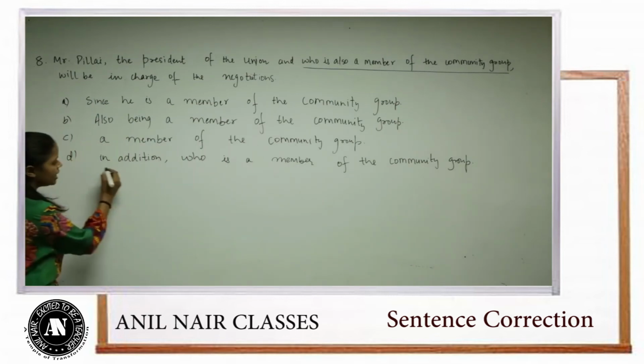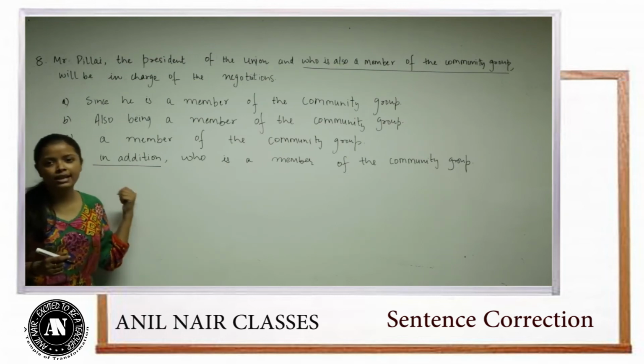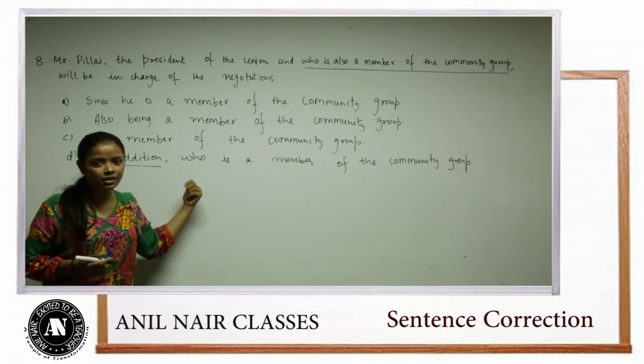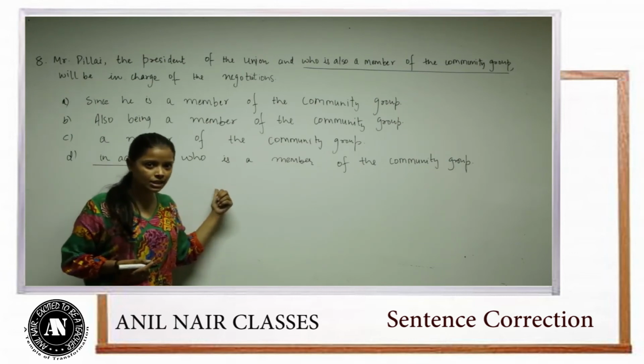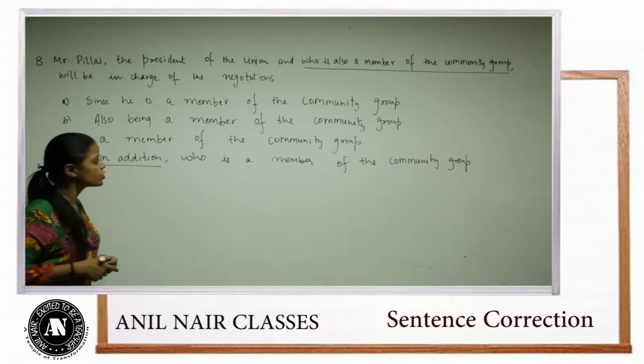So now you see the word "in addition" here; it started from the D option. "In addition" is nothing but "and", which is already there. So obviously I do not need "in addition". That again calls for redundancy. So this option is clearly eliminated. Now let us look at options A, B and C.